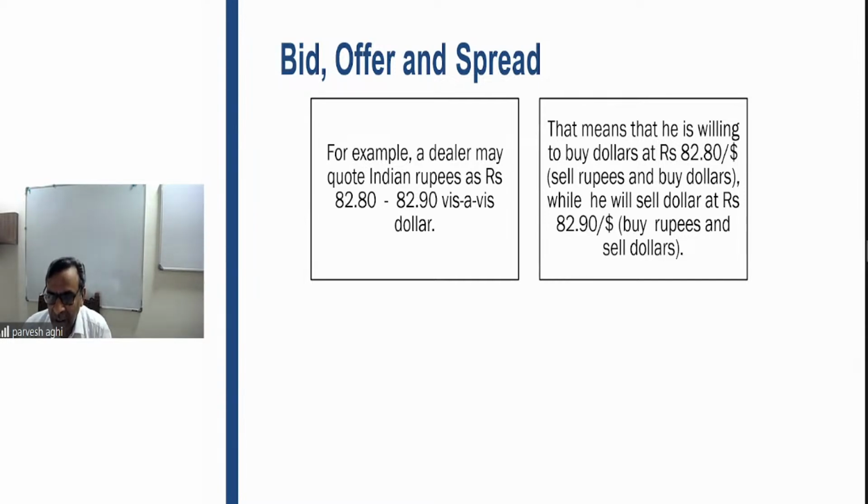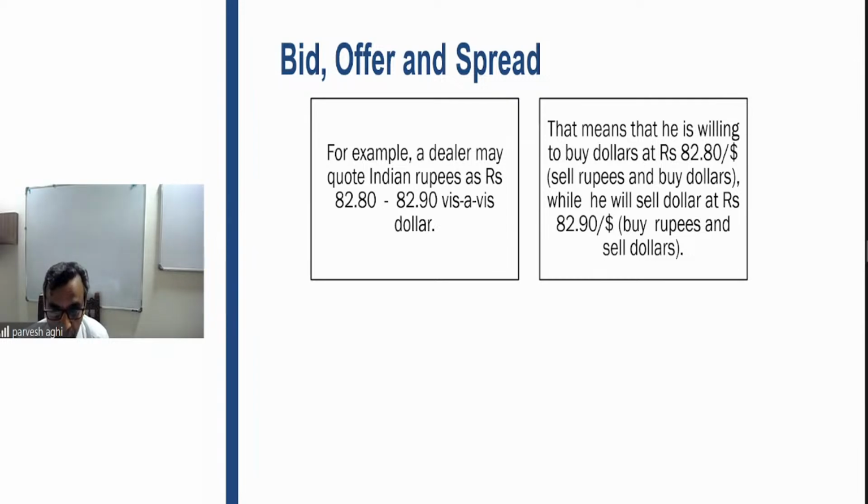So if you are selling, you will be getting 82.80, and if the dealer is selling, he will charge you 82.90. When he takes dollars from you, he gives you a lower rate. So the bid is always lower than the ask. Ask is his selling price and bid is his buying price. Just to understand this concept again, if you are an importer or you require dollars, then the rate for you will be 82.90.